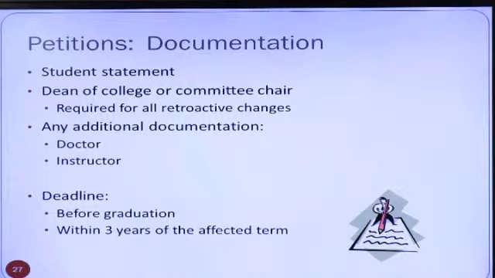There is a deadline with petitions. It needs to be done before graduation or within 3 years of the affected term, whichever comes first. So if I graduate, but I had a class that was like last year, but I've already graduated, too bad. That semester is going to stay on there. So students need to be aware that there is a timeline with that, and that they need to get that taken care of as soon as possible before they graduate or within those 3 years of the affected term.